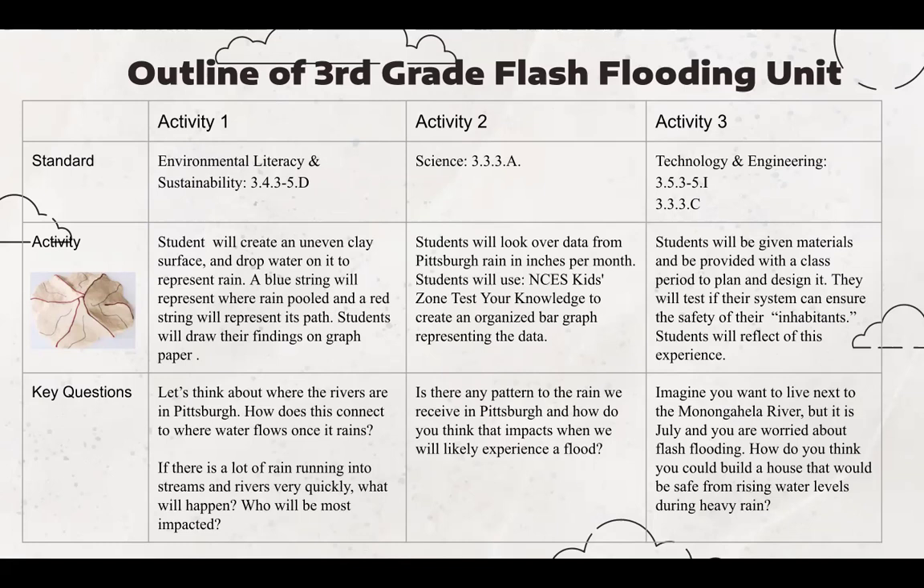In the second activity, students are going to be using data about rain in Pittsburgh to make bar graphs and interpret the data to come to conclusions about when flash flooding may be most dangerous or most likely to occur. And for the last activity, before the technology integration, students are going to be very playfully designing with 3D materials a structure that can be saved from flash flooding.